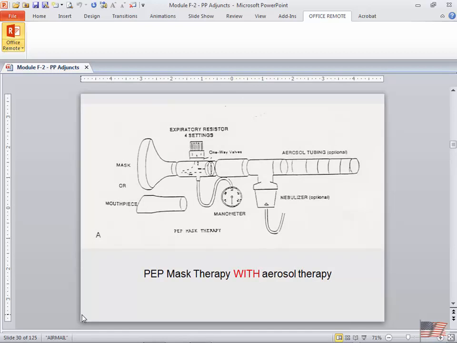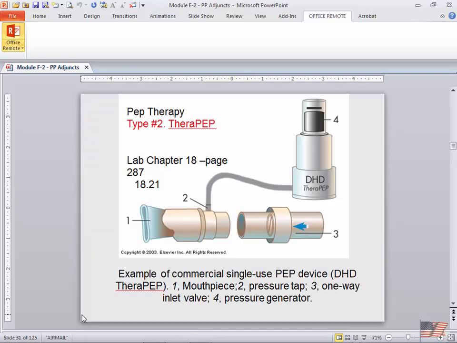Nice part about it is you can use it in conjunction with a regular breathing treatment. Just splice it in line. I inhale from my nebulizer, but when I'm exhaling, I'm exhaling through this resistance.